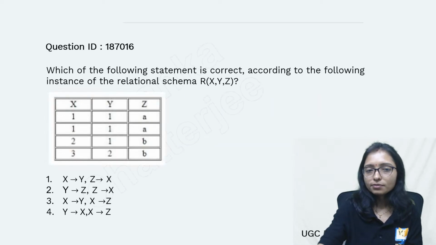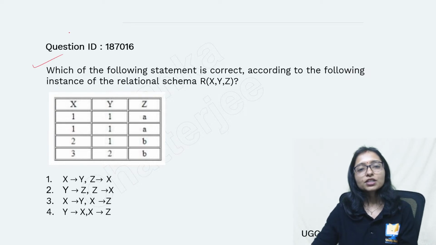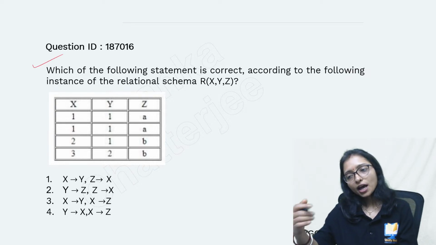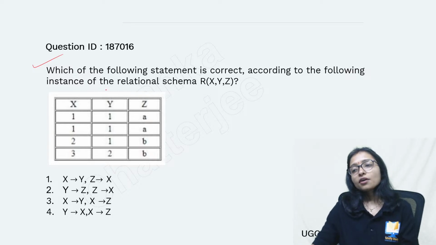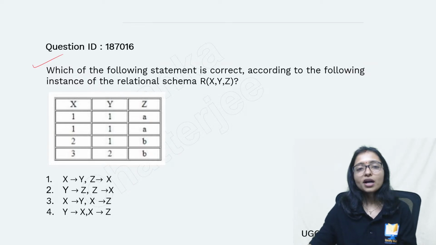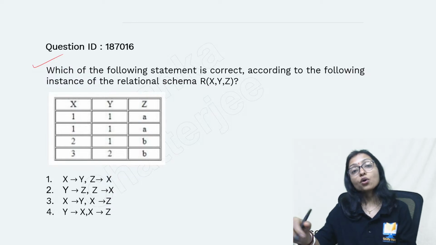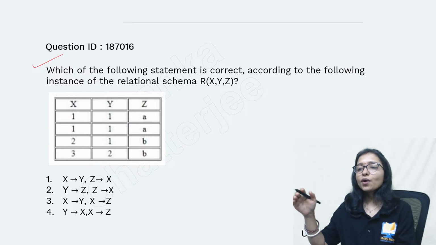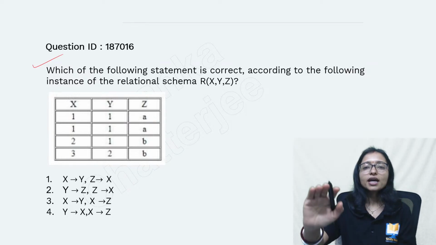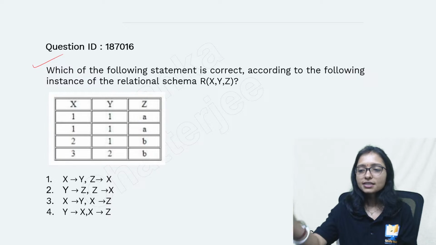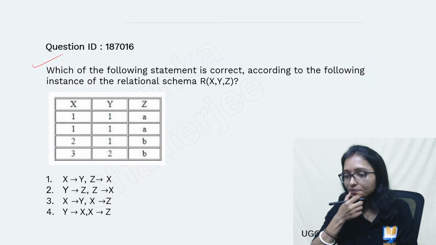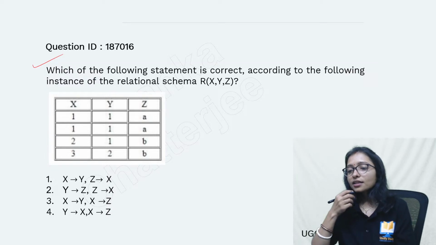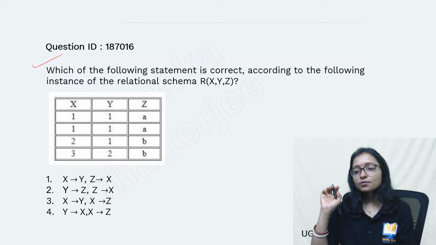I hope I am audible and visible. The first question is that first of all I will ask you a question. After that I will help you understand how to do it. First of all, you need to understand what is functional dependency and how to identify functional dependency. It is a tour, one by one, step by step. Even if you don't know, your whole concept will be clear.